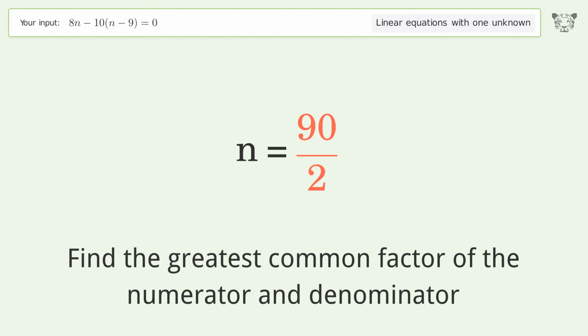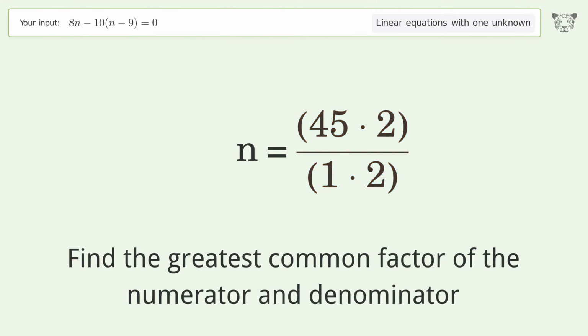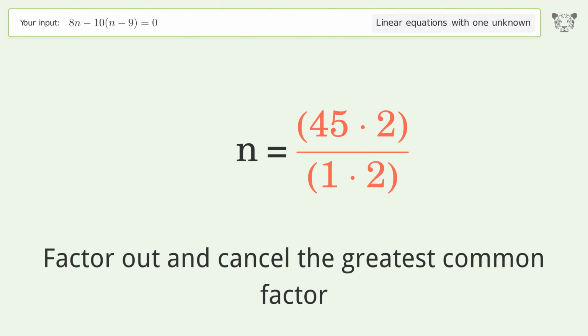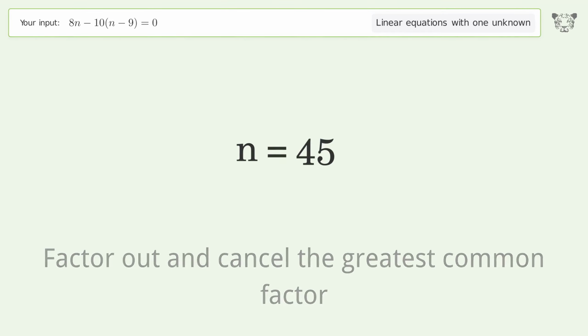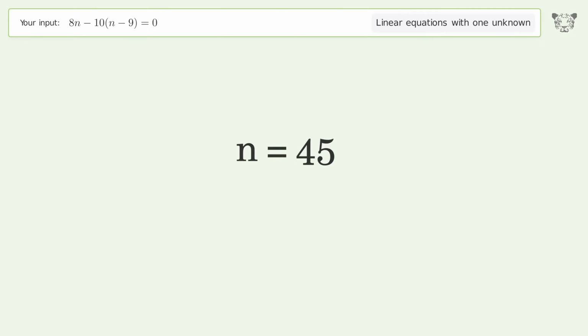Find the greatest common factor of the numerator and denominator. Factor out and cancel the greatest common factor. And so the final result is n equals 45.